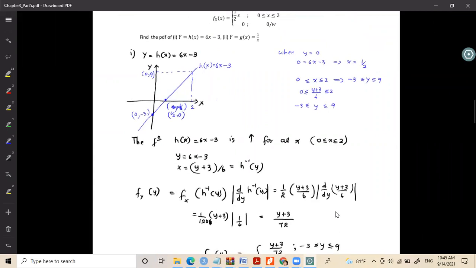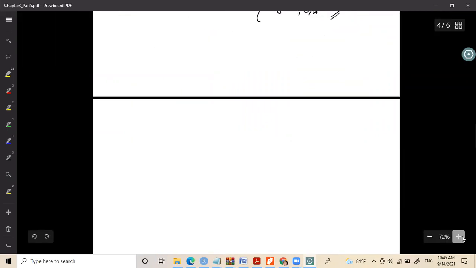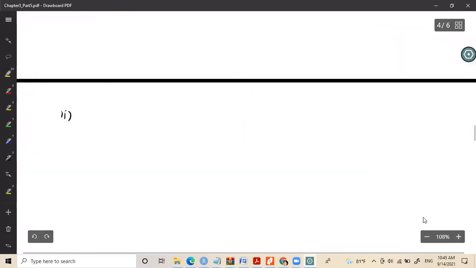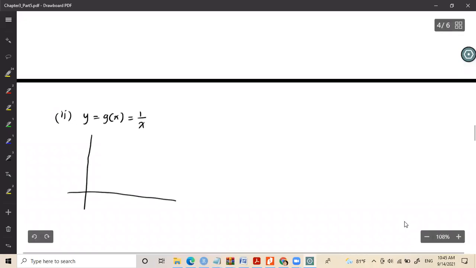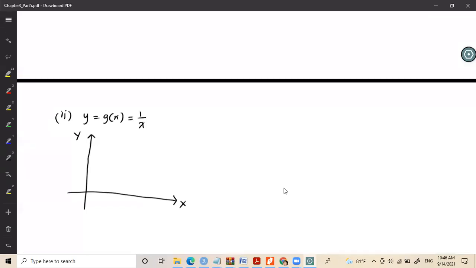What is the next one? gx is 1 over x. Second one is, so now you are using gx. It's okay if you want, you can use hx, just a letter, okay, to mention that it is a function of x. Now, how will this function look like? Again, it is in between 0 and 2, okay? The support of x is still 0 and 2. So how will this function look like? 1 over x.